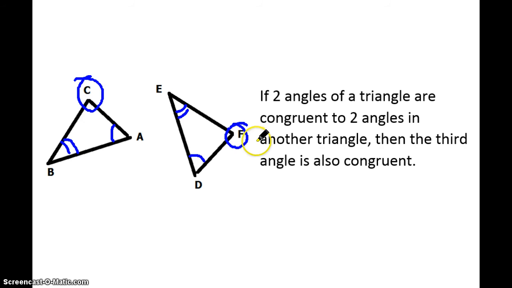Okay, now, one is not enough. I can have one angle that matches and the other two don't have to match. But if I have two, I know that that sum is the same. So when I take it away from 180, we know immediately the third one has to match.